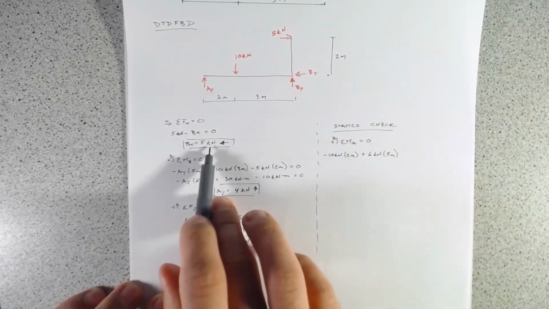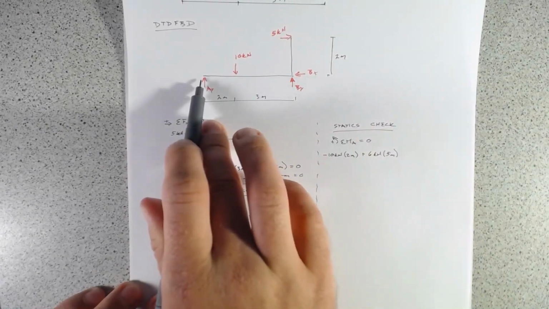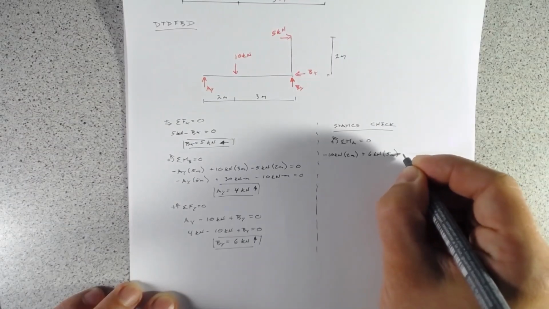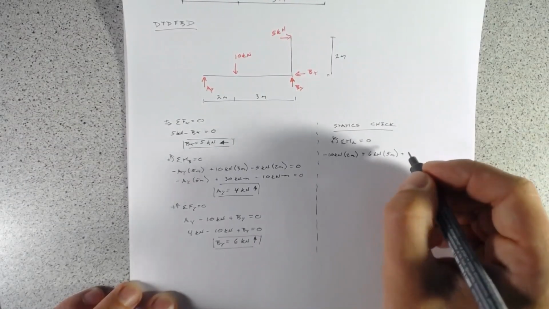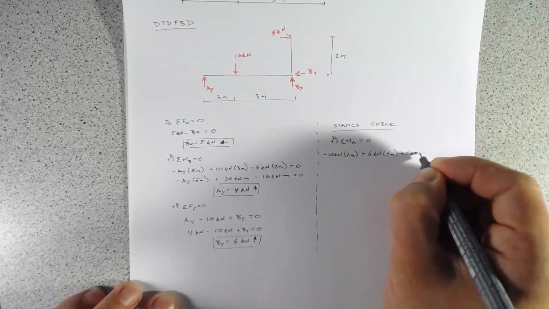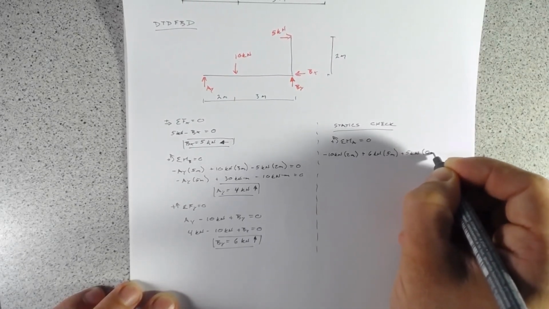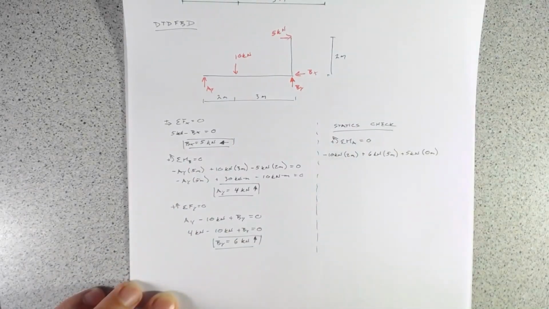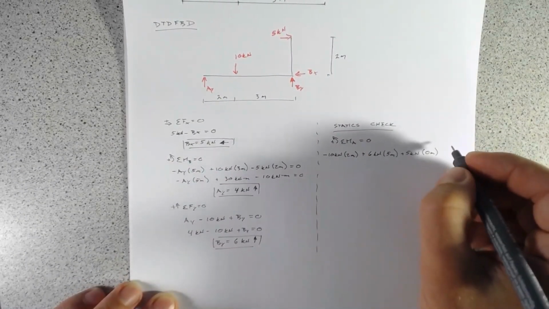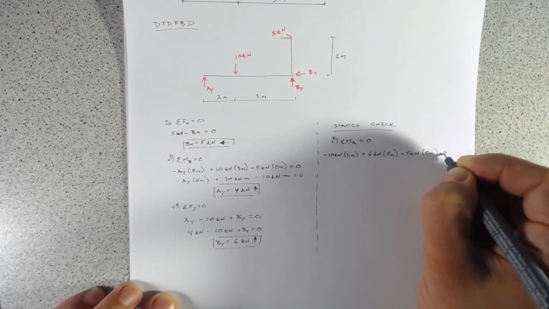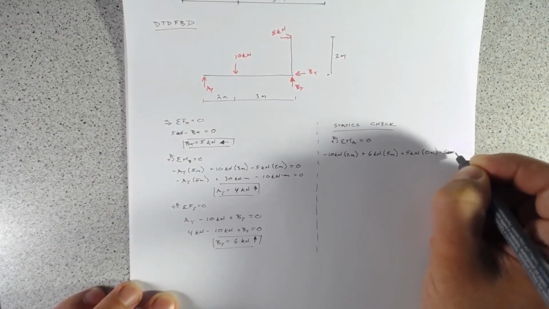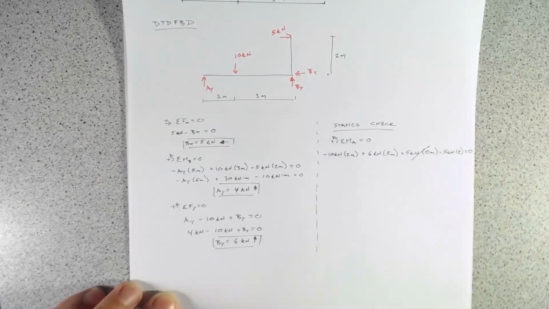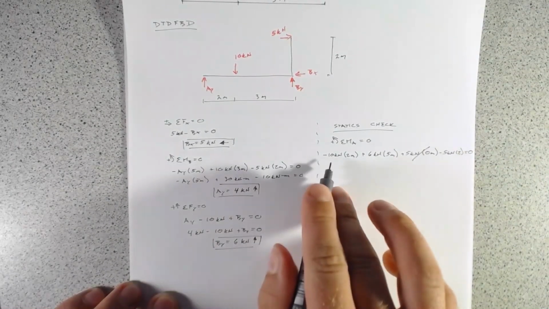Bx is 5 kilonewtons, but the distance to A is 0, so we'll just put that in for completeness. So plus 5 kilonewtons times 0 meters. And then finally we have this 5 kilonewton load, which is minus 5 kilonewtons times 2, and all of that equals 0.